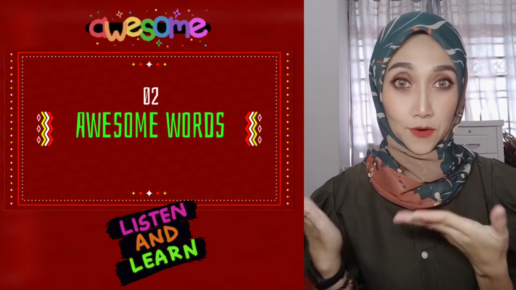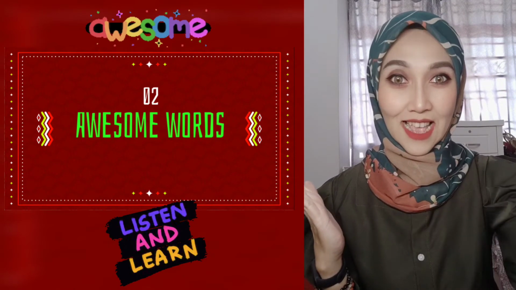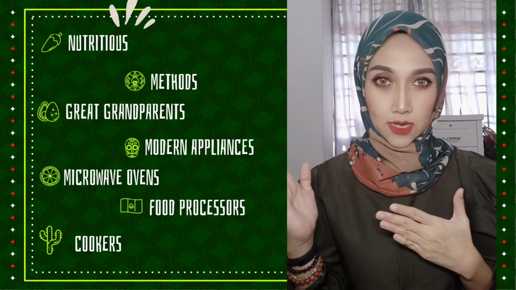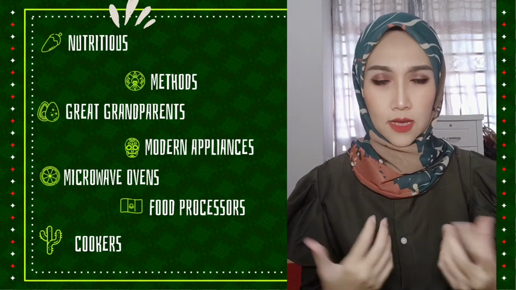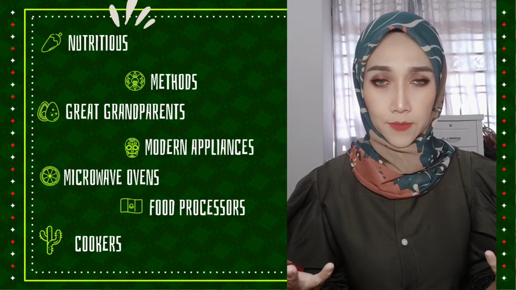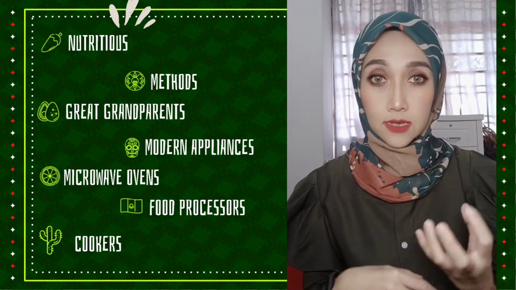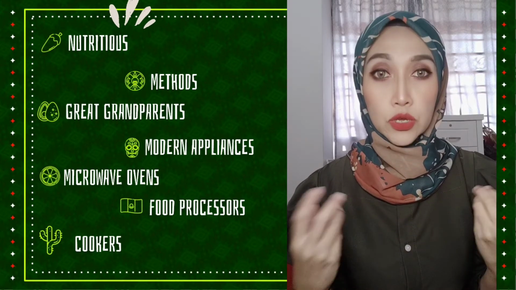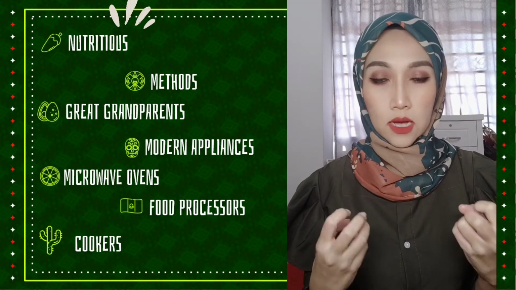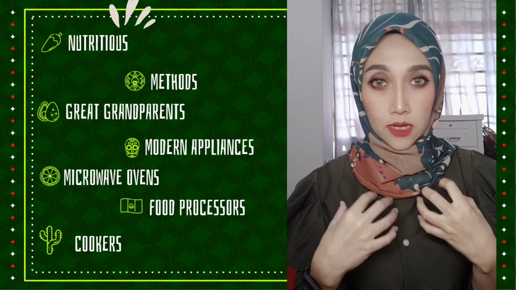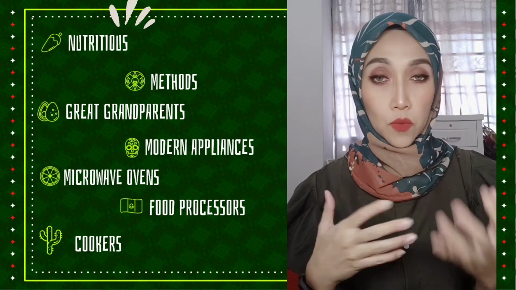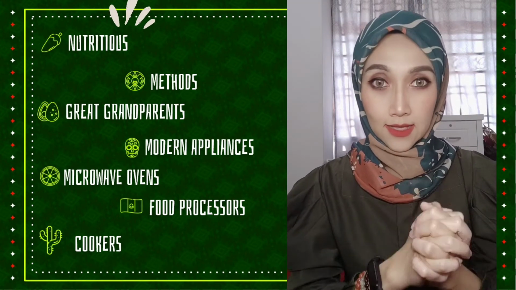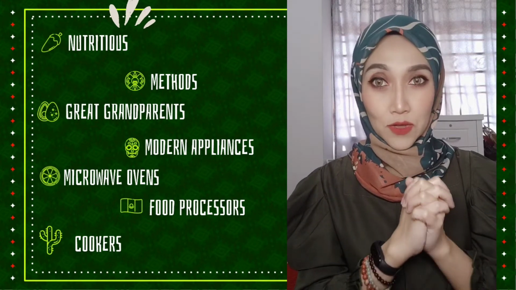Okay, now it's time for awesome words. Let's check it out. First, our awesome word is nutritious. What is nutritious? To define it, nutritious is containing the substances needed for life and growth. Nutritious means nutrisi. Sesuatu yang awak perlukan untuk badan, for the well-being of your body, your health, untuk kesihatan dan tumbesaran. Nutrition.